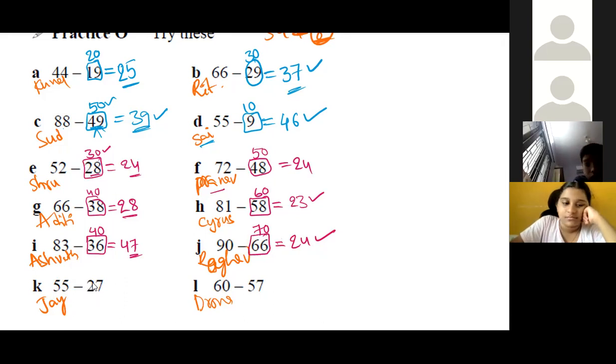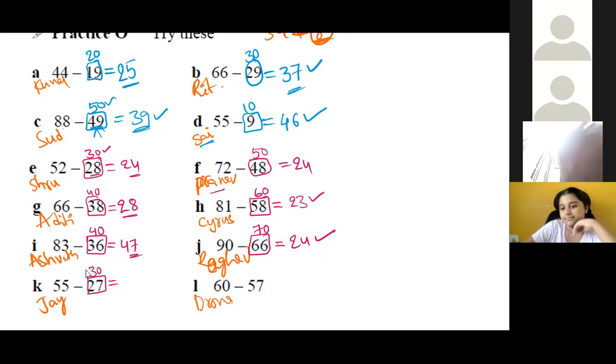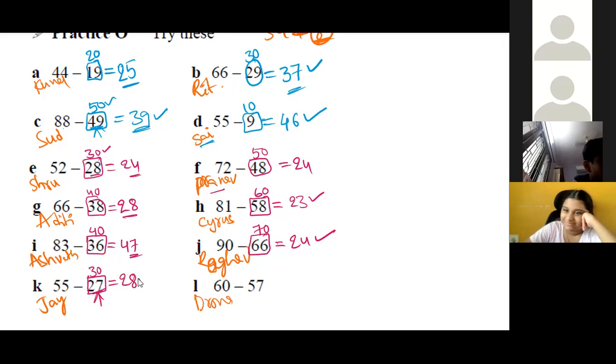Jay, finally you got this one. Yes, sir. Sir, 27 will be 30. Okay. Sir, 55 minus 30. Sir, it will be 25. 25. Because you have subtracted 3 extra. 25 plus 3 is equal to 28. 28. Very good. Correct.